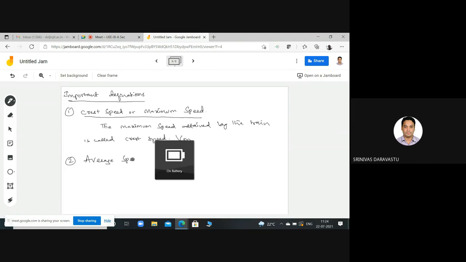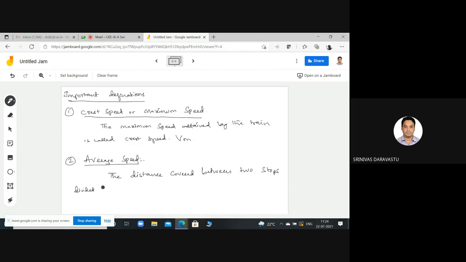And the second definition is average speed. What is average speed? The distance covered between the two stops divided by the actual time of run is known as average speed.